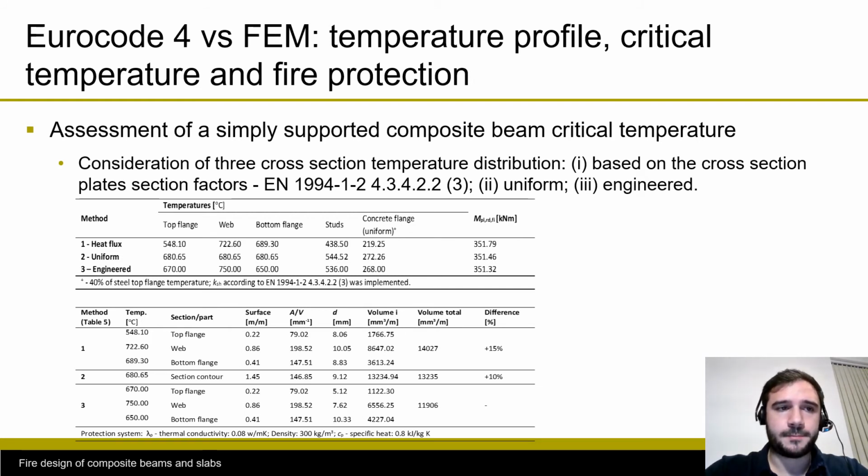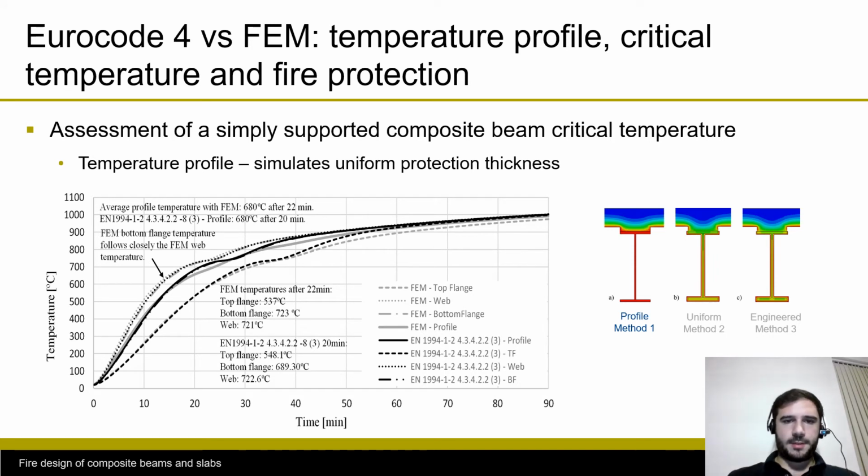practice. For the 3 options discussed in the previous slide to assess the composite beam critical temperature, numerical studies were completed with the objective of comparing the temperature profiles between the analytical and numerical approaches. For the first approach, where a temperature profile according to Eurocode 4 1-2 was considered, it was concluded that the bottom flange temperature follows closely the web temperature, so some differences in the temperature profiles were found.